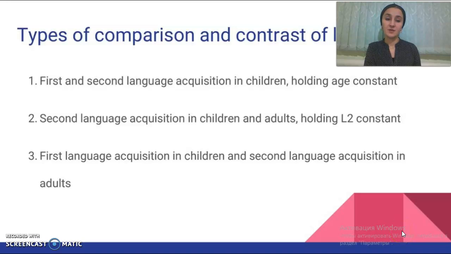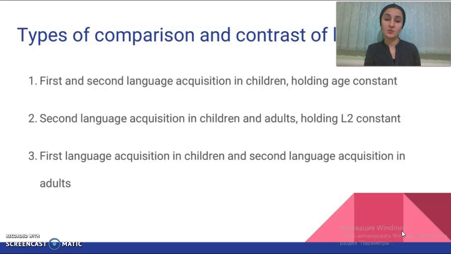Now, types of comparison and contrast of learners. First and second language acquisition in children, holding age constant. It means that learning languages depends on age. For example, when you are 4 or 5 years old, you may learn the colors and the numbers. But when you get older, you will try to achieve more, to get more data and more knowledge regarding the target language. So that is the first statement. Let's turn to the second statement.